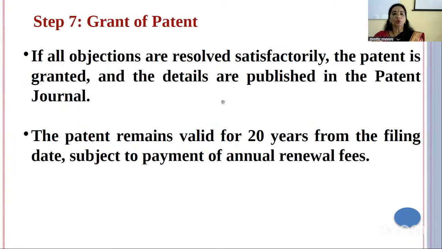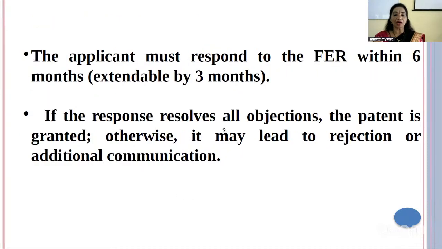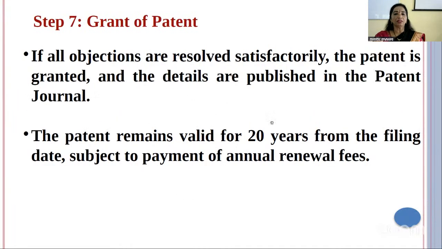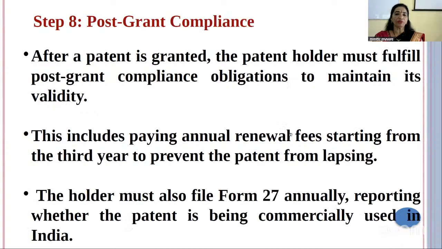Okay. So now the last step is, you have answered all the objections, and the patent is going to be granted. Then the details are published in the patent journal or the website. The patent remains valid for 20 years from the filing date, subject to payment of annual renewal fees. You should pay and you should keep it live for 20 years.